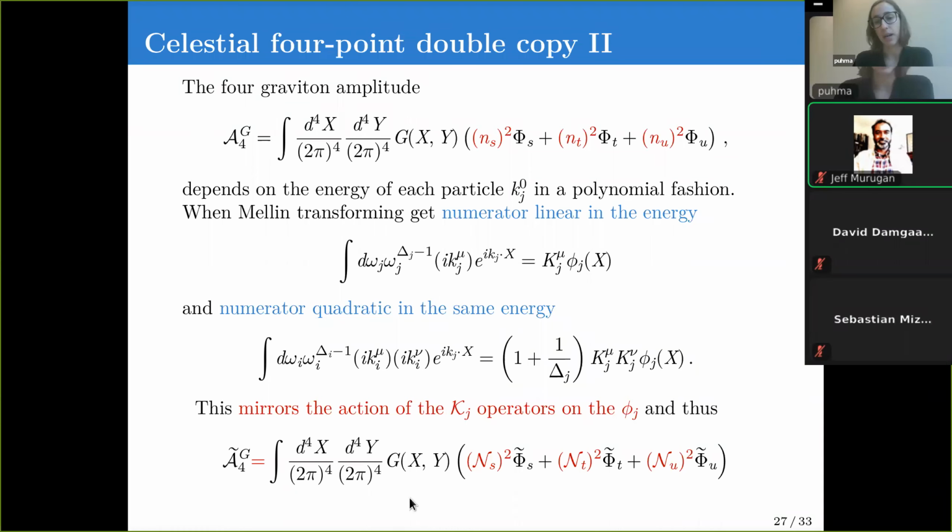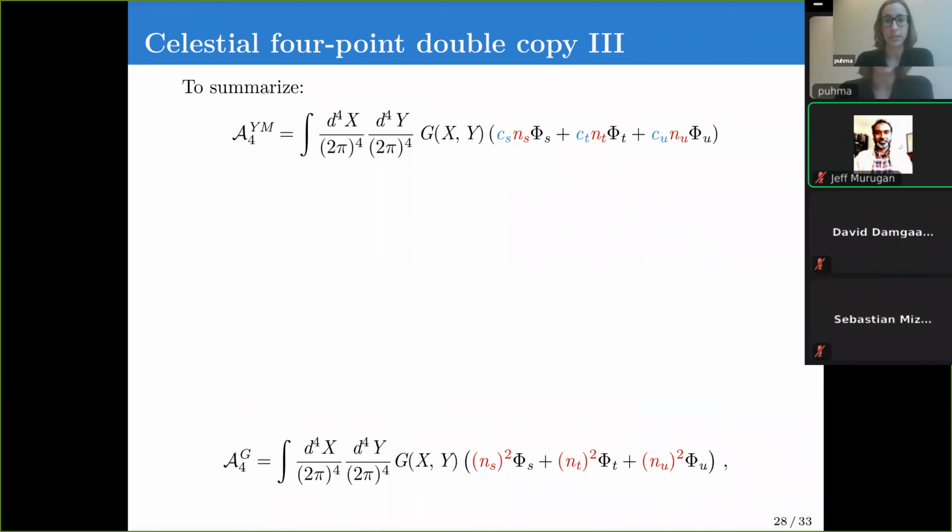Namely, it's given by a square of the Yang-Mills numerator operators acting on the conformal primary wave functions. So this shows that for the 4-point amplitude too, there is a double copy prescription for the celestial version of the amplitudes. So let me just recap this.